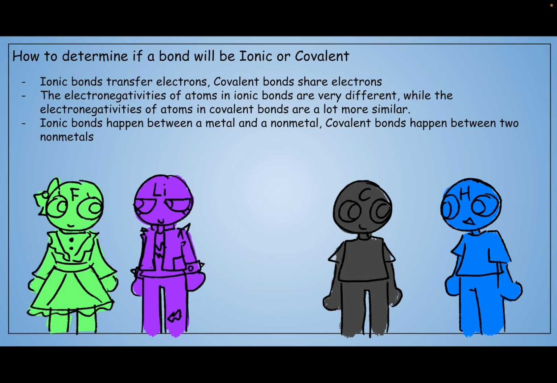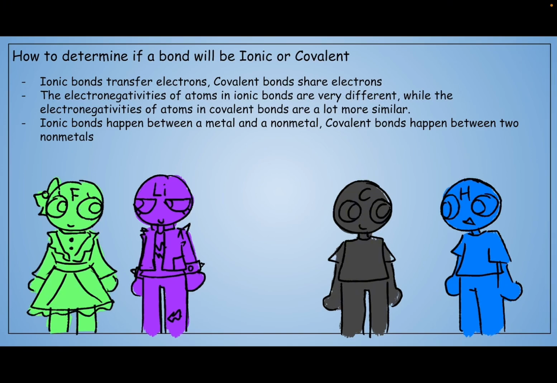How to determine if a bond will be ionic or covalent. Ionic bonds transfer electrons, covalent bonds share electrons. The electronegativities of atoms in ionic bonds are very different, while the electronegativities of atoms in covalent bonds are a lot more similar. Ionic bonds happen between a metal and a nonmetal, and then covalent bonds happen between two nonmetals.